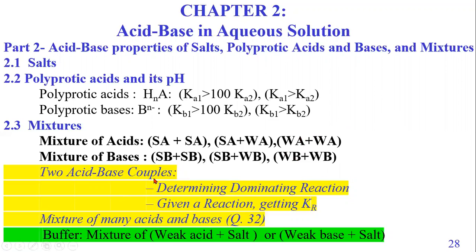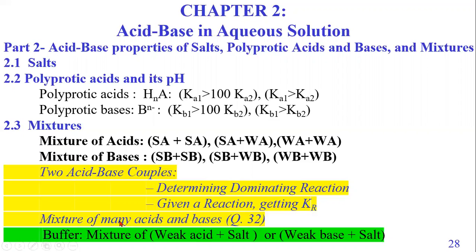Now we're going to talk about an acid-base reaction where the acid and the base, neither of them is water. So I have an acid which is not water and a base which is not water. And we're going to determine the dominating reaction and the Kr of the reaction. Because remember, if neither reactant is water, we're not talking about Ka nor Kb in this case.